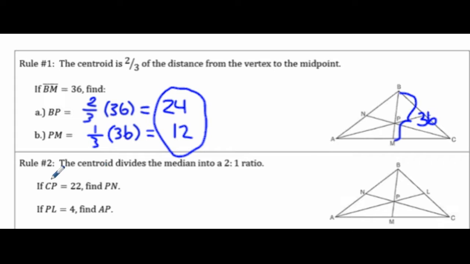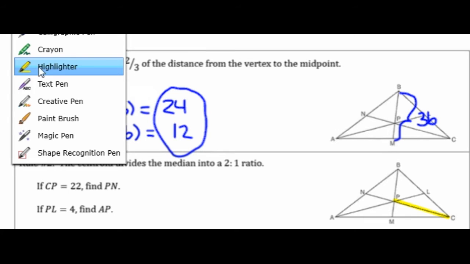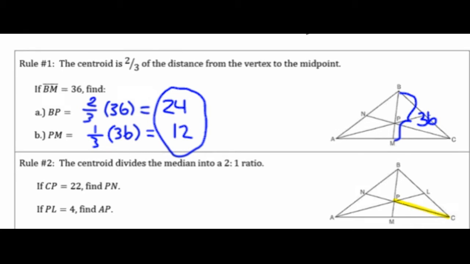In the next question, it says that CP, so from C to P, is 22. We want to find the distance from just P to N. Since the centroid divides the median in a 2-to-1 ratio, if CP is 22, then PN has to be half of that, which is 11.